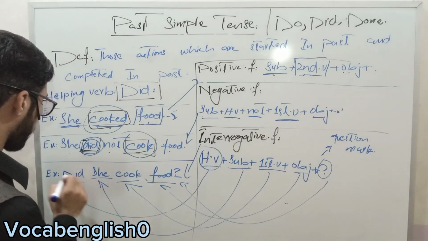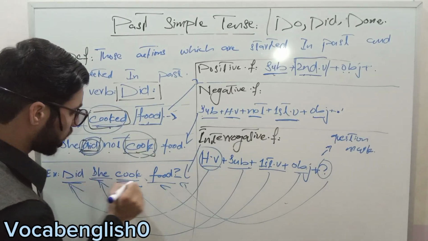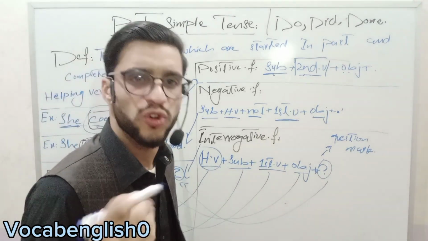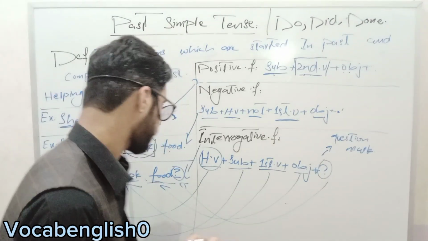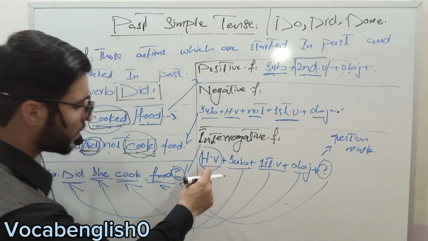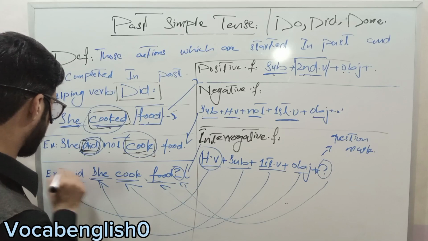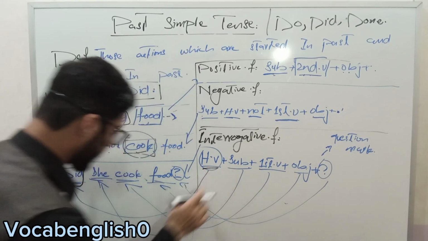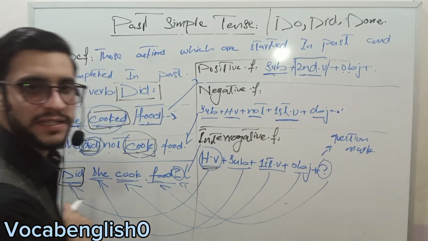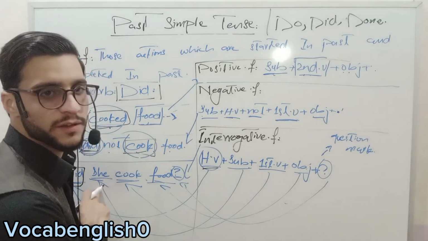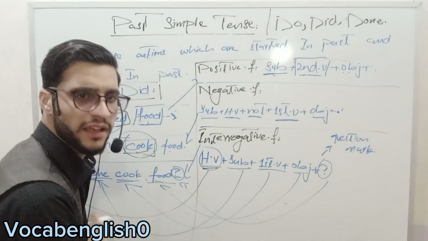So this was the formula, and what is the example of this? How will I write? Did she cook food? Question mark. Here I gave some arrows, the same thing. Now the helping verb will come. It's an arrow of helping verb. Then subject is coming. I gave the arrow of subject because this is the subject. This is the helping verb.